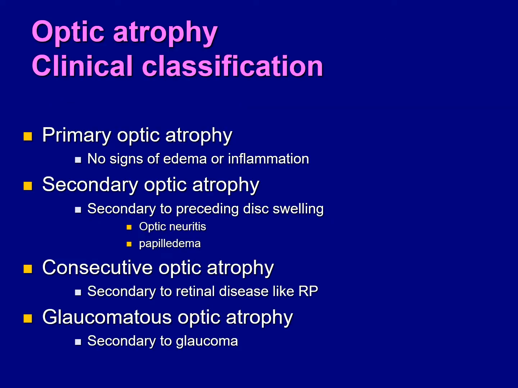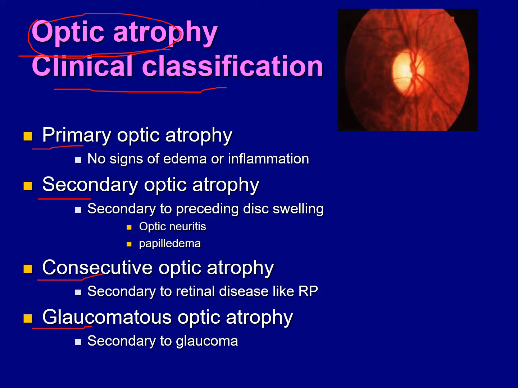Before starting the MCQs, let's go through a couple of slides. Optic atrophy, clinical classification. What is optic atrophy? When the optic nerve stops functioning and becomes white because of the atrophic changes, we call it optic atrophy. There are four types of optic atrophy: primary, secondary, consecutive, and glaucomatous. In primary optic atrophy, there are no signs of edema or inflammation, so the optic disc margins are very clear. Look at the optic disc margins. They're very distinct and clear.